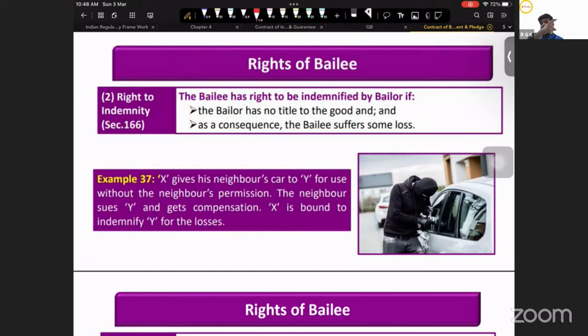Now the bailee can ask for compensation from me because I did not have the title. That is why he is suffering, so he has the right to be indemnified. The bailer has no title to the goods, and as a consequence, the bailee suffers some loss. The bailee has the right to be indemnified. He can get indemnified.